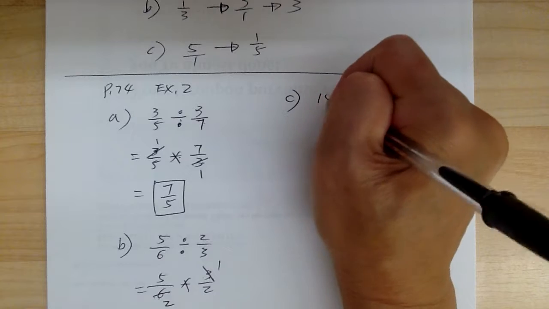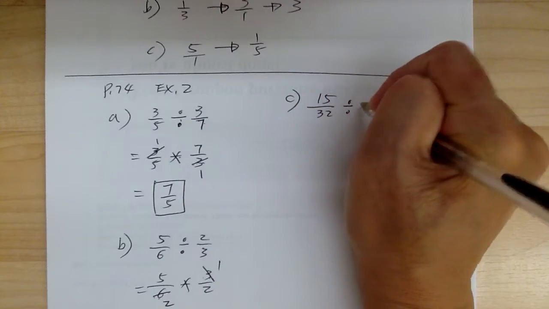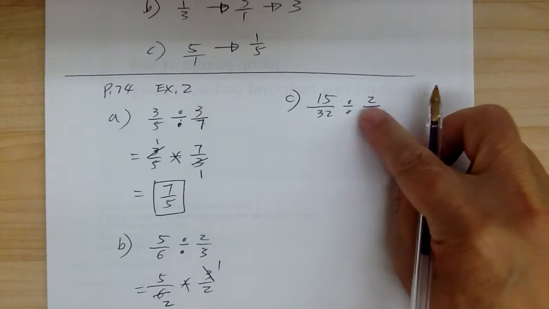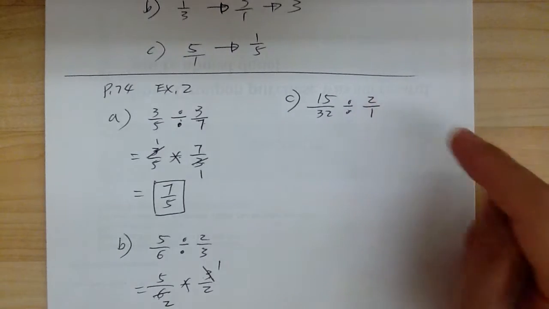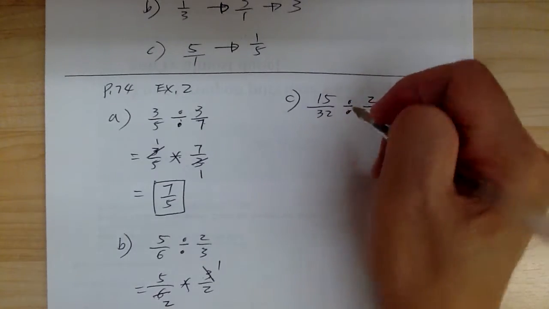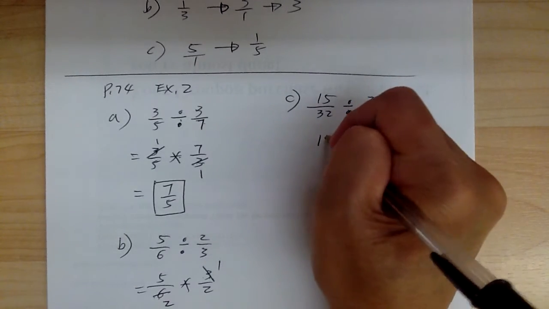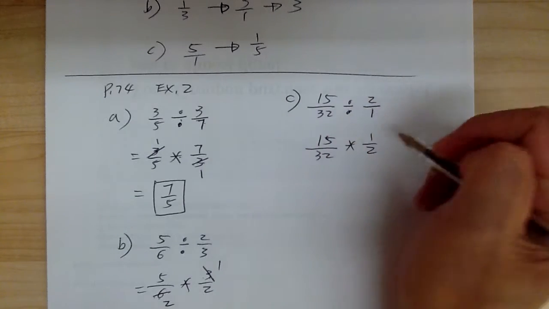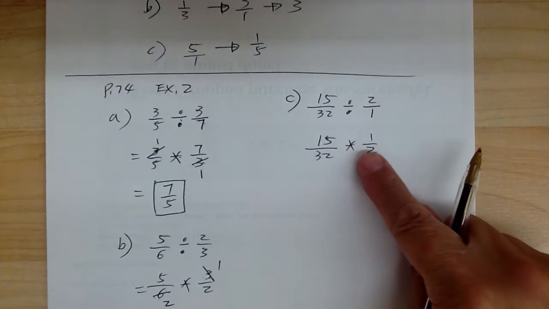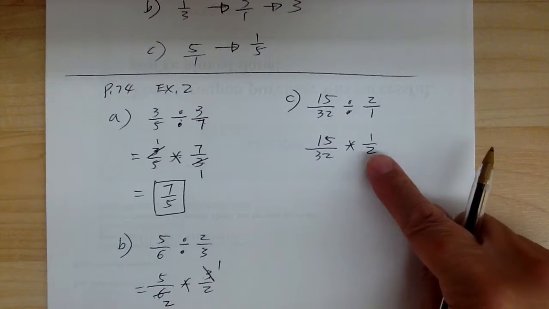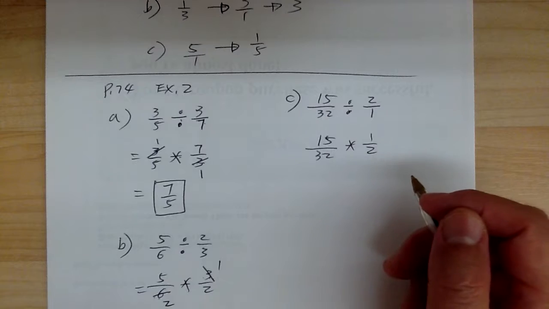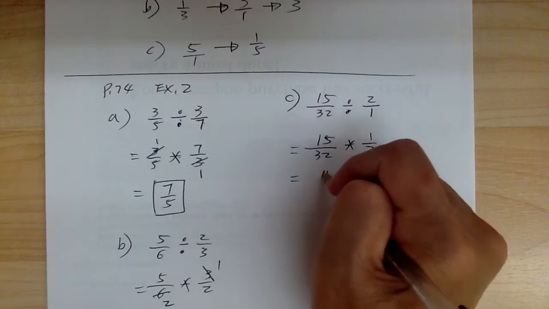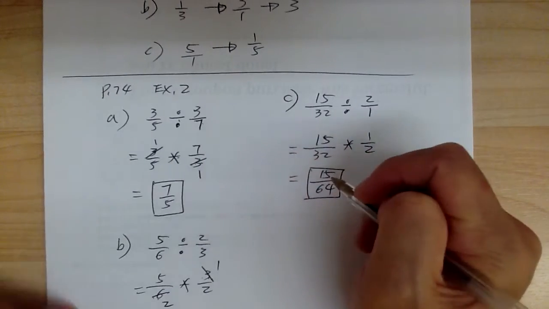You have 15 over 32 divided by 2. Now I'm going to make it 2 over 1. Instead of just writing down 2, I'm going to write 2 over 1. That way it's easier to keep track when you flip it upside down. So 15 over 32 divided by 2 over 1 becomes times 1 over 2. When you have division, you have to convert into multiplication by flipping this upside down. After that, you can see if you can cancel things out. This one cannot, so just multiply and you get 15 over 64.